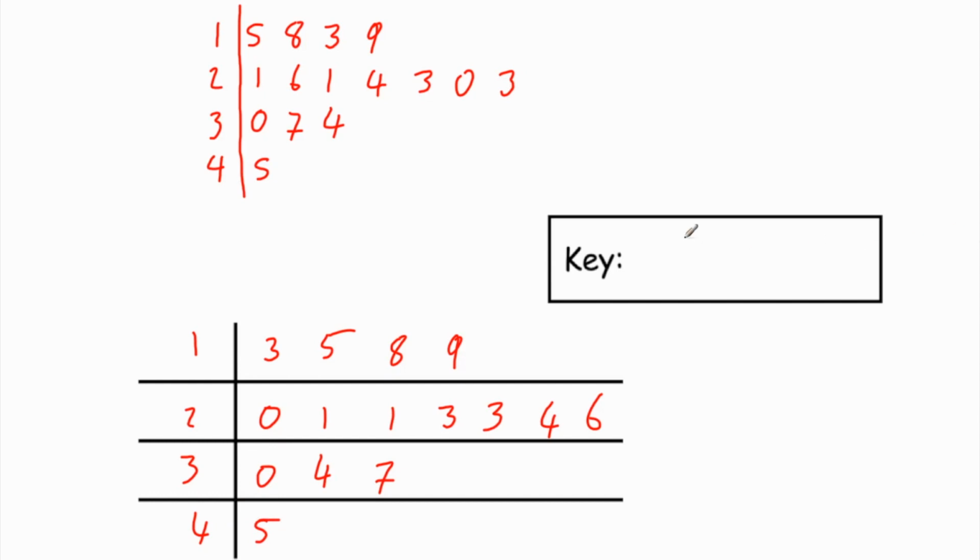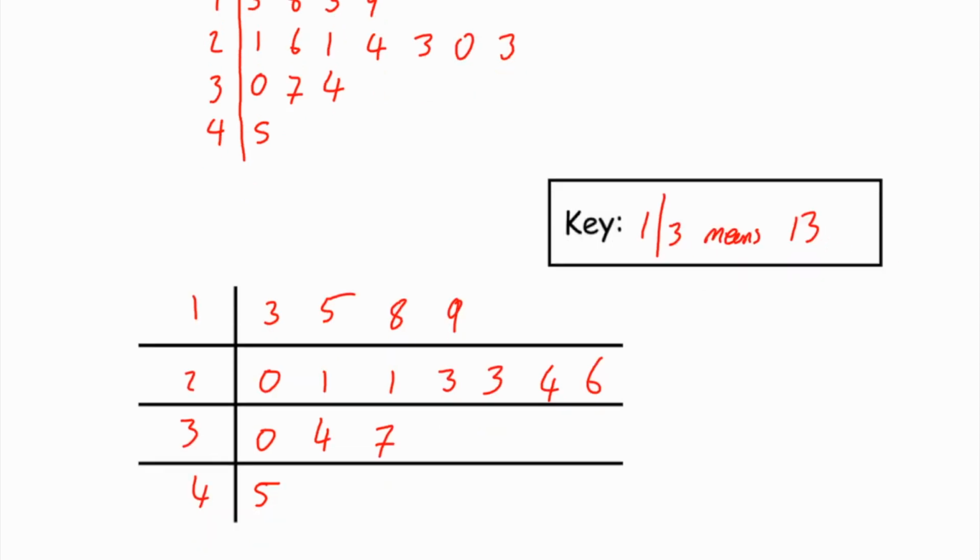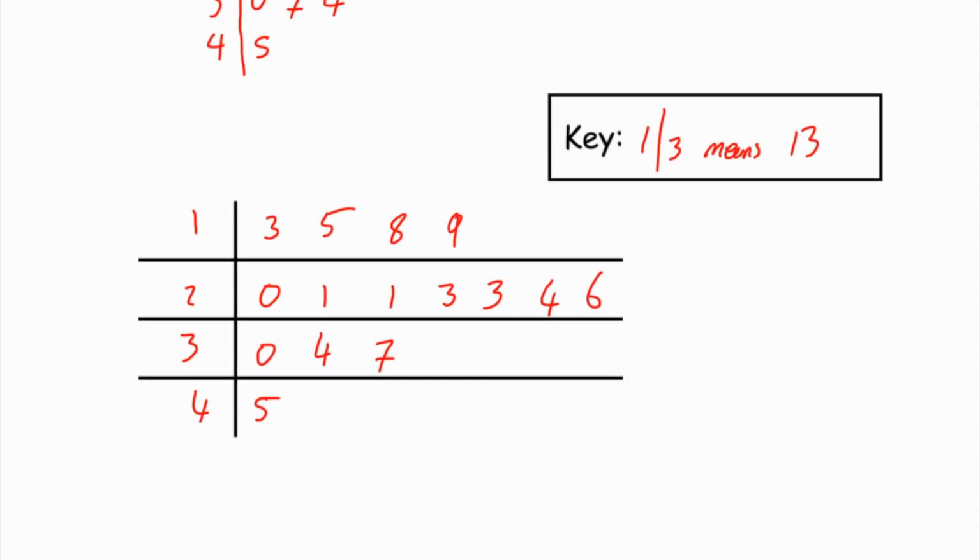Now we're almost done, we just need to do our key. And with our key, I like to look at the first number, so we've got here 13, so I'll just put 1 line 3 means 13, and that's it. So that is our ordered stem and leaf diagram with our key, and that's it.